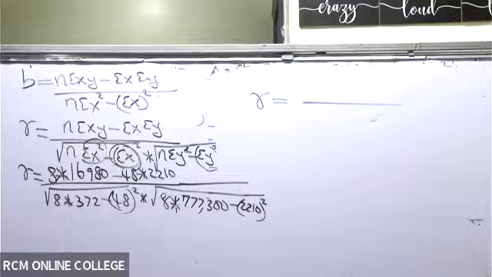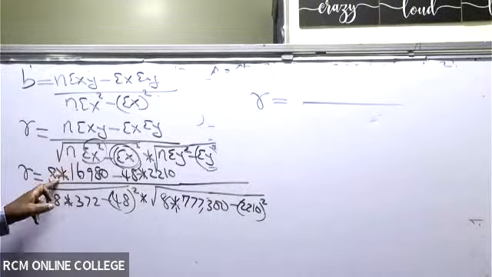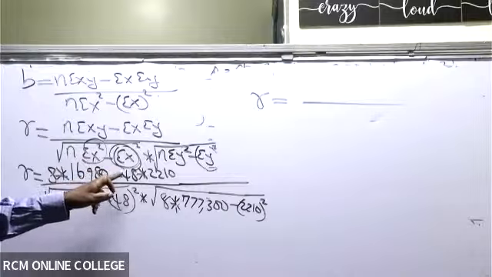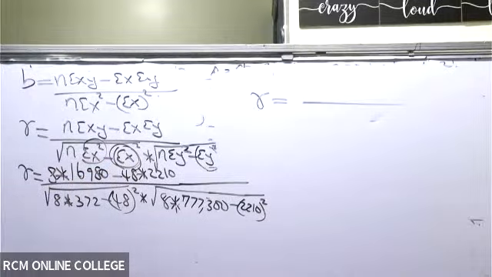Is there anybody who is getting this numerator? So we take here 8 times 16,980 minus 48 times 2210. Please give me this figure, all of you. Everyone has to give me this figure.